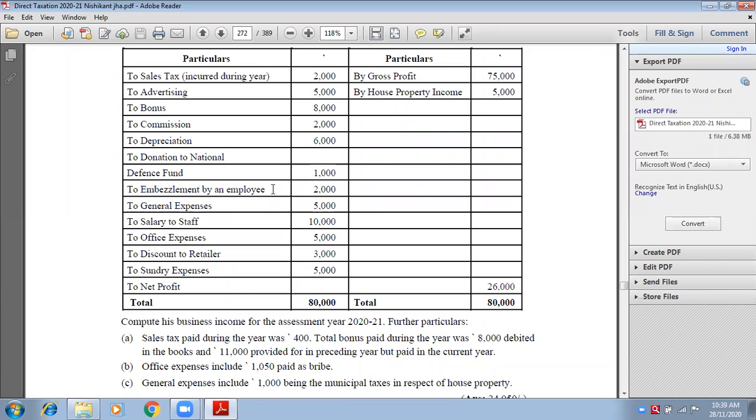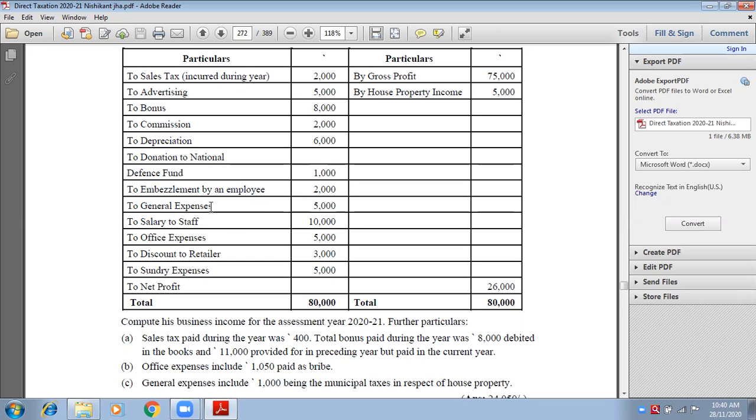Because the employee is taking the cash without asking, without permission, that is related to your business. If anybody else was there, it would be another question. But now the employee is taking away the cash, no? Therefore, it is related to your business loss, your business expense. So we don't have to disallow this item, because the employee is related to business and the employee is stealing the cash. Therefore, let it be as it is.